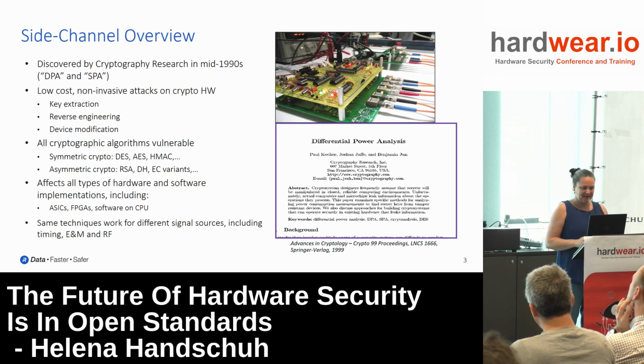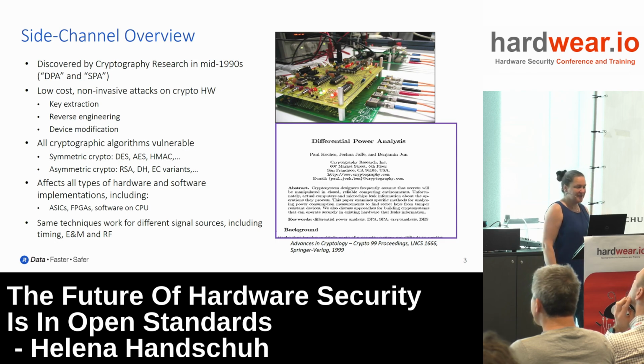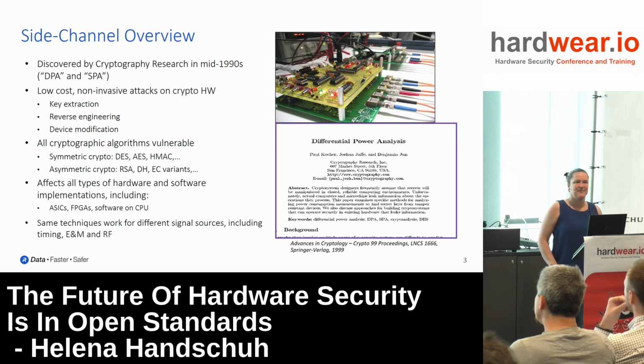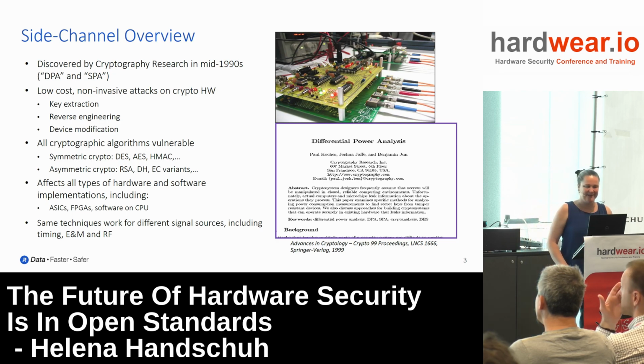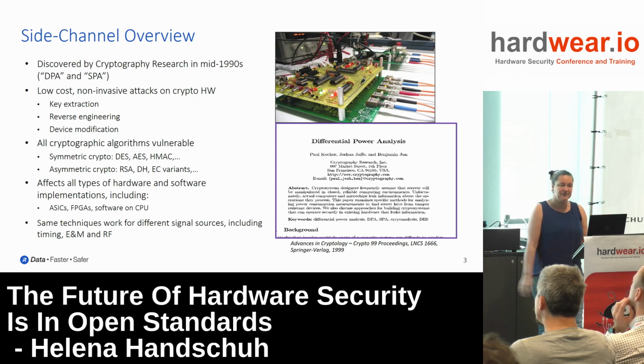So, all right, side channel analysis. What is it? Well, it was discovered at CRI. CRI is the former name of Rambus, or should I say Rambus bought CRI, so it's now the same company. In the mid-90s by Paul Kocher. It's a very low-cost, non-invasive attack on crypto hardware.